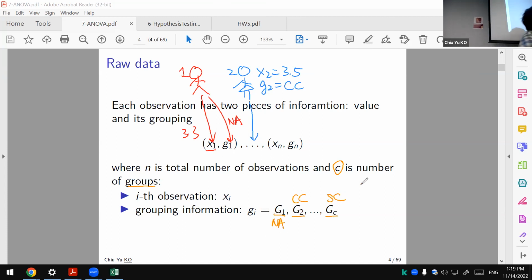Okay, so this is just a nominal variable. If you recall, you put whatever symbol, it doesn't really matter, just the name of it. Is that clear? So we have the numerical variable together with a nominal grouping, okay? Is that clear what data we're working with?